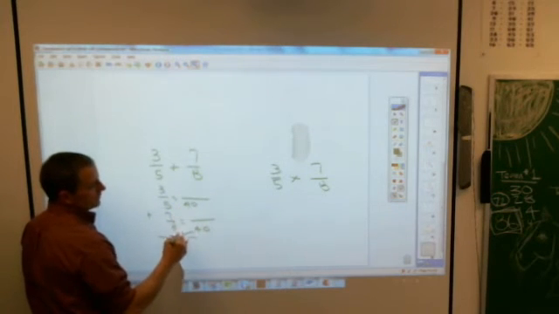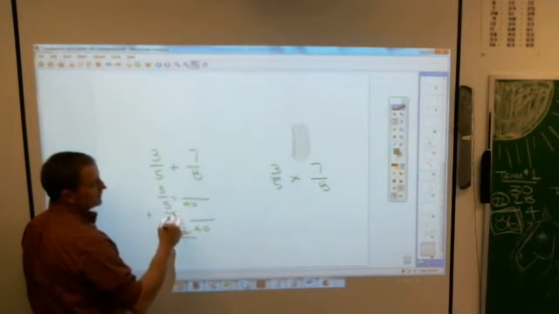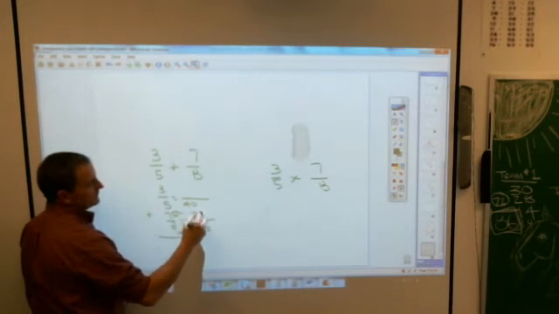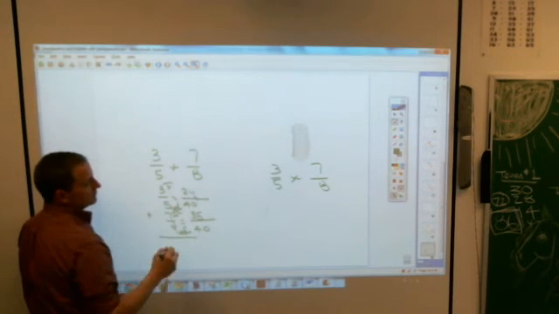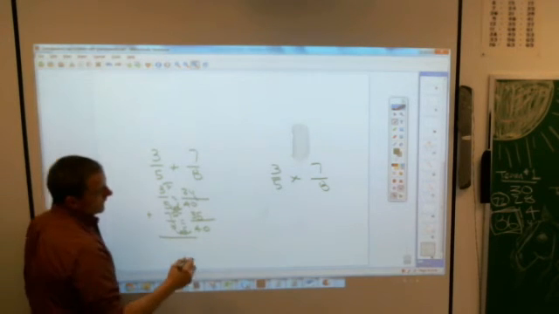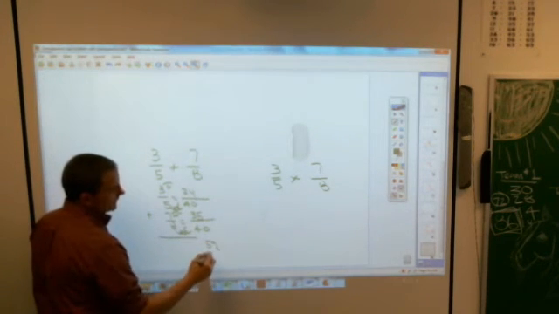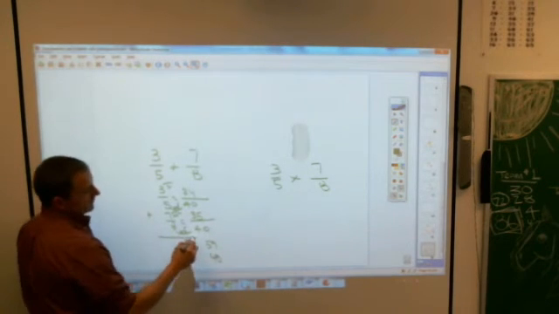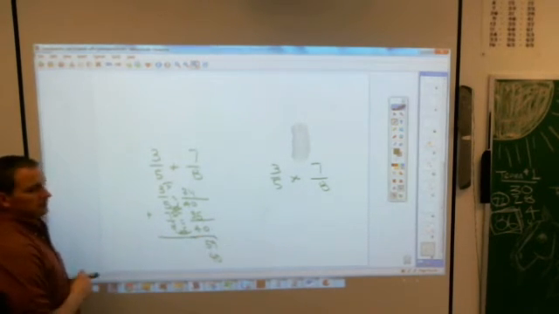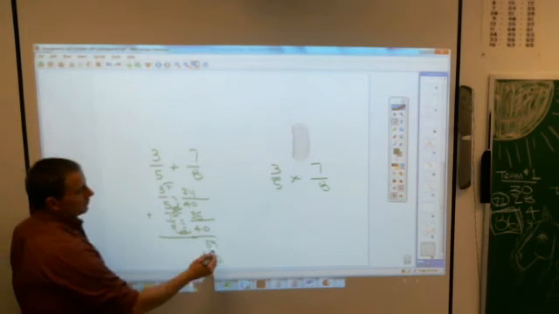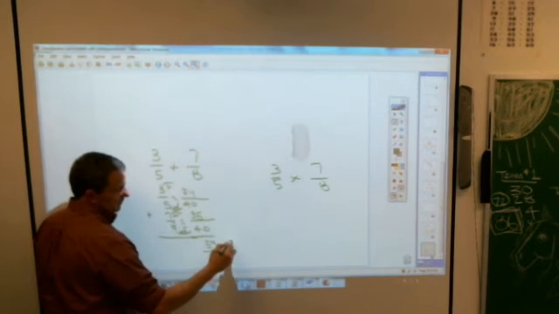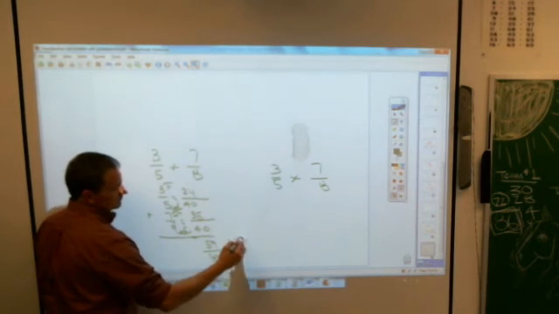You make them both 40ths. Multiply this by 5, top times 5, you get 35. This times 8, that times 8, you get 24. Add them together, you get, wow, 59/40ths, which you can't leave. It makes a mixed number of what? Anybody, 59/40ths? How many times does 40 go into 59? With what left over? 19. Yeah.